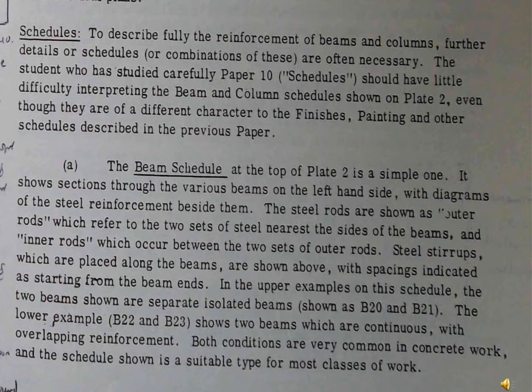Talking about the schedule, to describe fully the reinforcement of the beam and column, further detail of the schedule also had to be necessary. So the schedule of the beam and column had to be utilized. The bar schedule and also the bin schedule had to be utilized. In this case, you have to put the bin number, detail construction, the material, and the way of the construction need to be described.